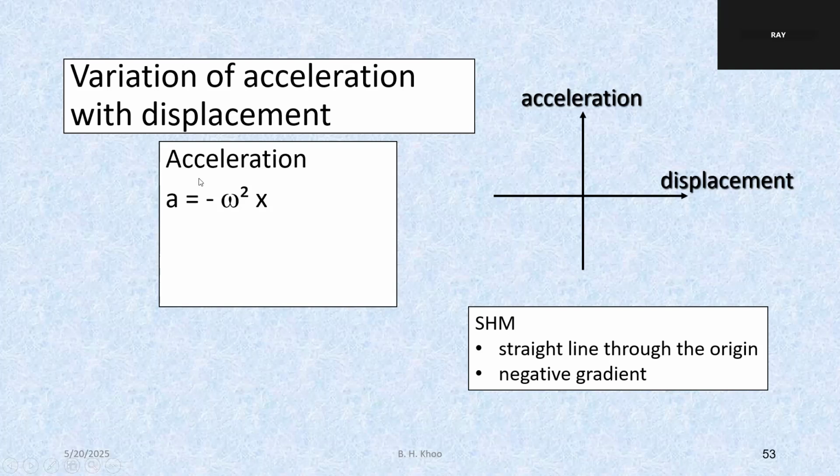Right? We look at the definition. Compare with the equation of a straight line. So this is the equation of a straight line with negative gradient. Right? Gradient equals minus omega squared. We just sketch that out.